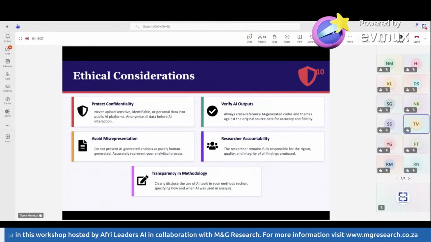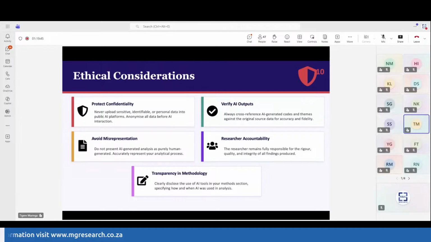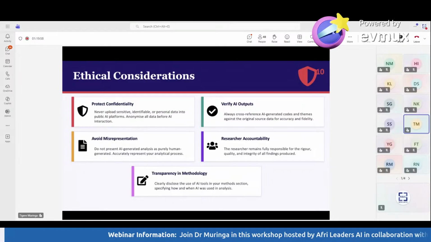The challenge with data protection or data security is that we do not have control of how or what your data will be used for the moment you've uploaded it on ChatGPT or on other platforms. You've basically ceded control of that data, right? So we need to verify AI outputs, always cross reference AI generated codes and themes against the original data source for accuracy and fidelity, right?